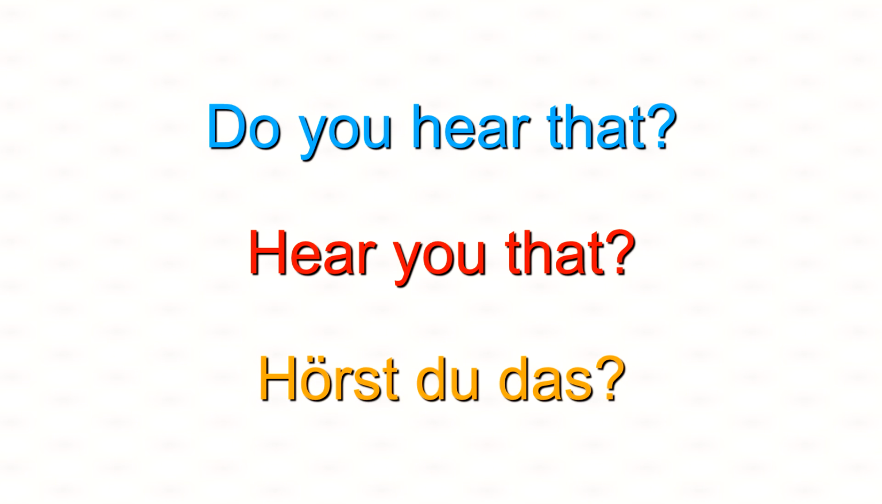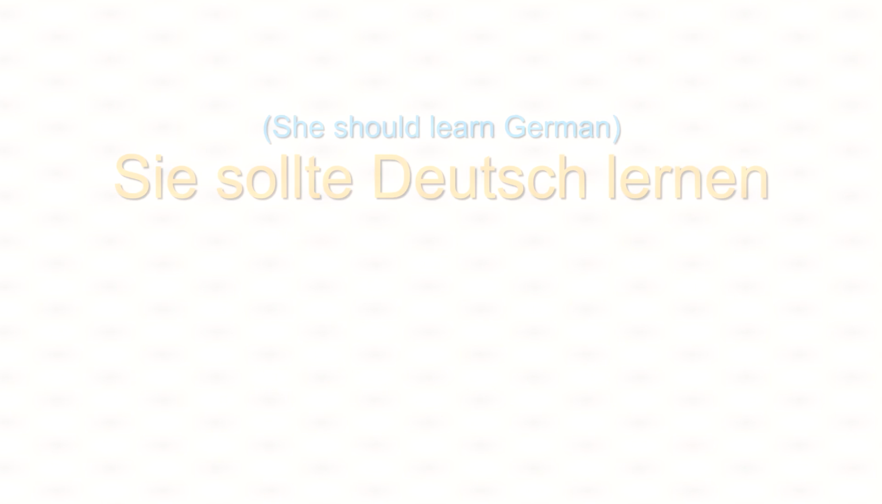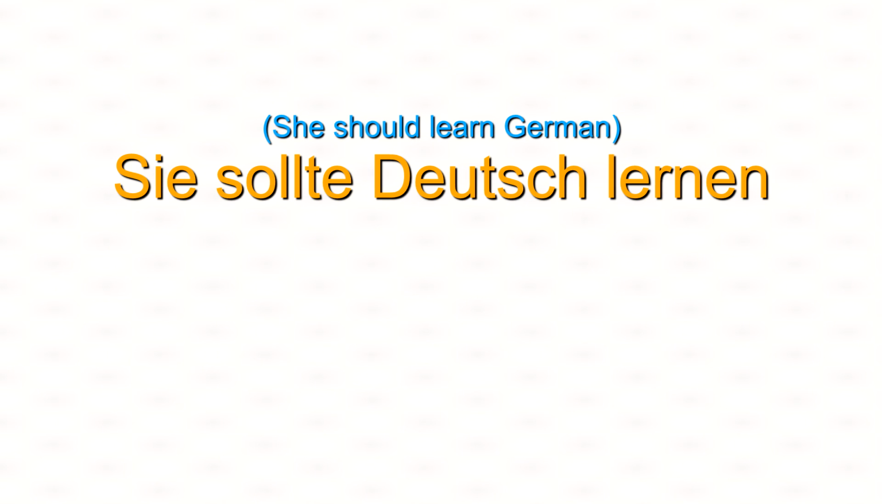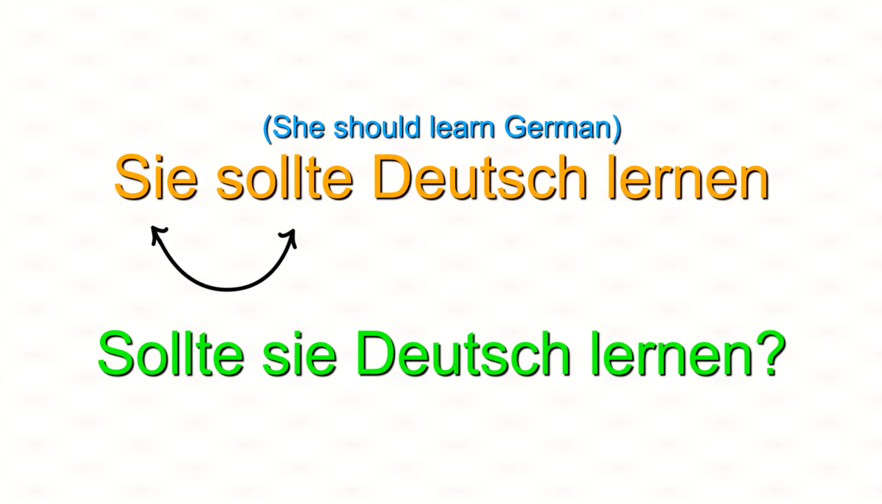Hörst du das? But what about those sentences we just learned about, that put the verbs at the end? They work just the same. Switch the verb and the subject, and if there's a second verb, leave it at the end like before. Sie sollte Deutsch lernen turns into sollte sie Deutsch lernen?